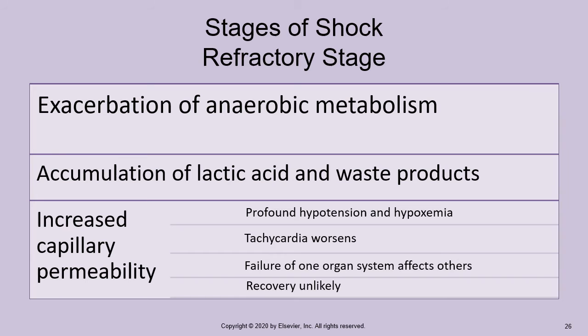Cerebral blood flow cannot be maintained and cerebral ischemia results. The patient in this stage of shock has profound hypotension and hypoxia. The failure of the liver, lungs, and kidneys results in an accumulation of ammonia and CO2. The failure of one organ system affects several other organ systems. Recovery is unlikely at this stage. The organs are in failure and the body's compensatory mechanisms are overwhelmed.